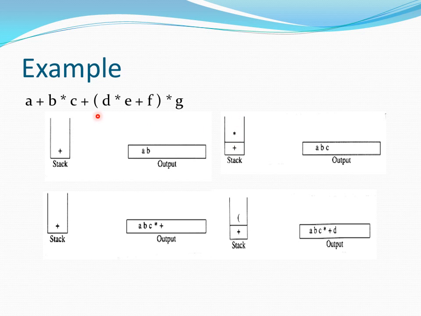Star is pushed. Then c is an operand, so write it in the output. Then plus is the operator, so we have to push. Before pushing, pop all symbols which are higher priority or equal priority. Star is higher priority than plus, so star is popped out. Then plus is equal priority, so it is popped and written in the output. Then this plus is pushed.